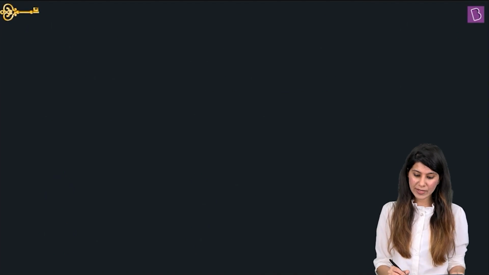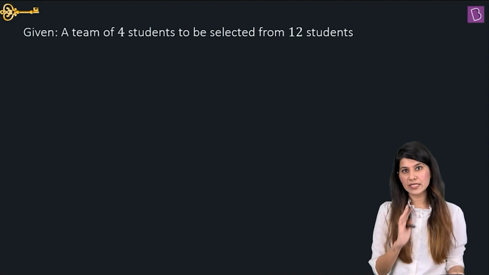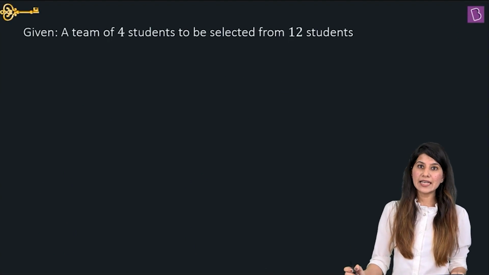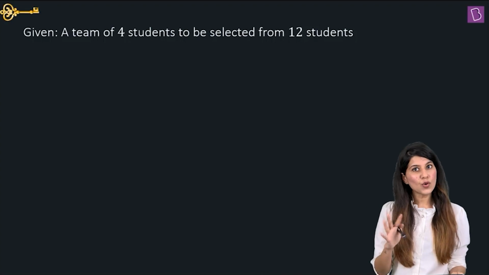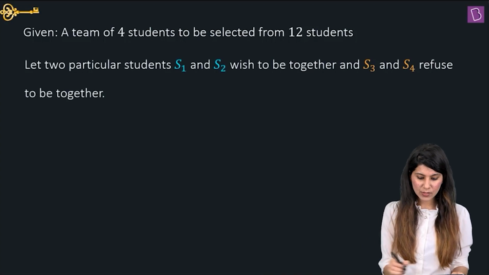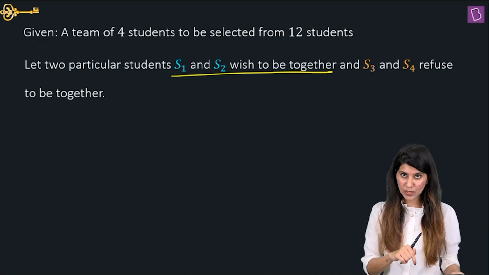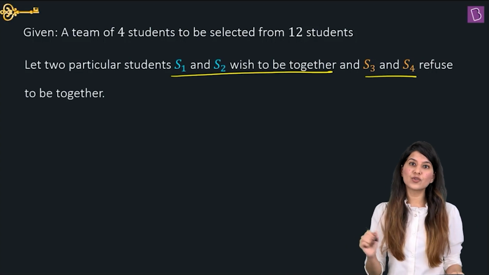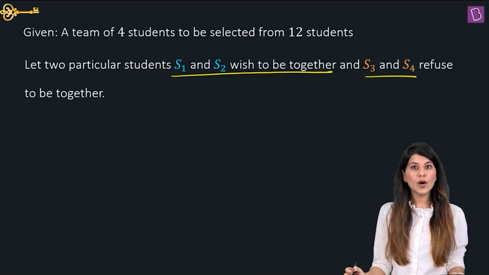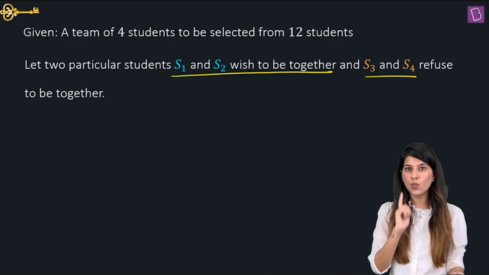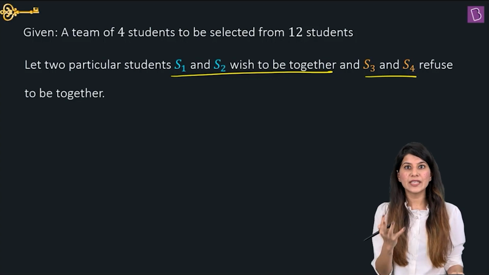So there are 12 students and I need 4 students in my team. Out of these 12, 2 students want to be together and 2 students don't want to be together. So let us assume S1 and S2 are the students who wish to be together and S3 and S4 are those students who refuse to be together. So how many cases are possible? That is the core of the question.